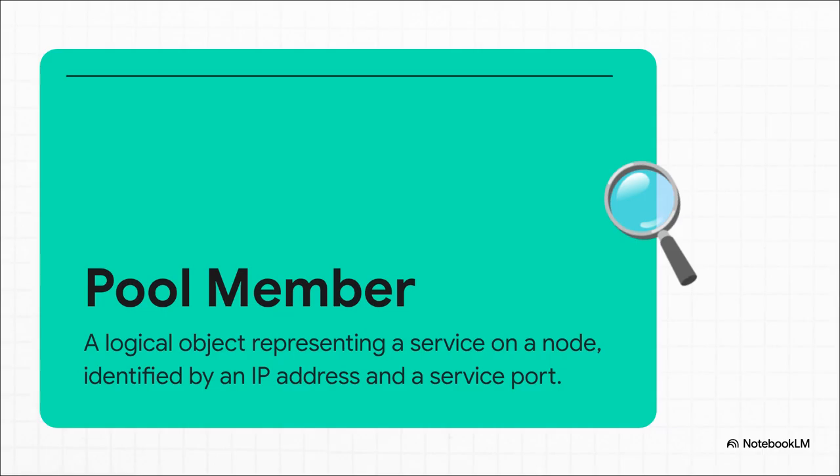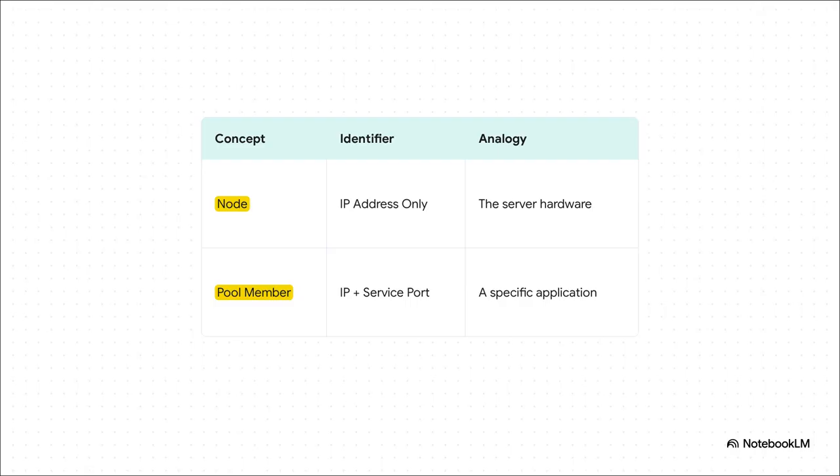It's not just the server, it's a particular service that's running on that server. So it's identified by the IP address and a specific port number. So if the node is the worker, the pool member is the specific job they're doing, like sorting packages at station 80. Getting this distinction is absolutely key to understanding how F5 works.